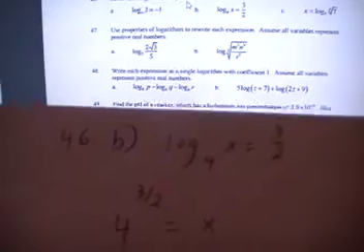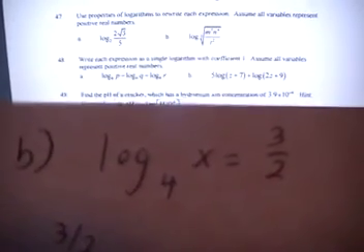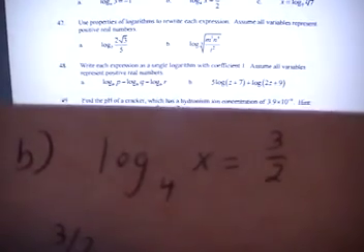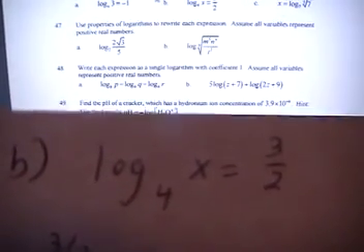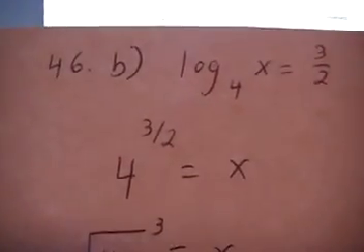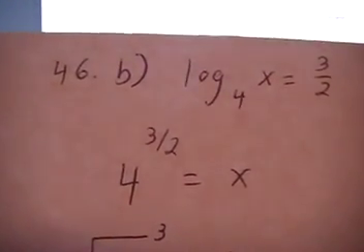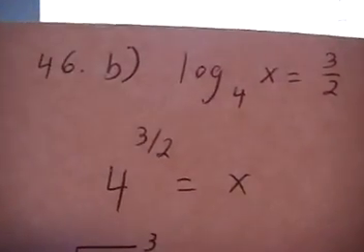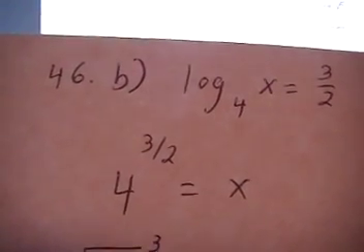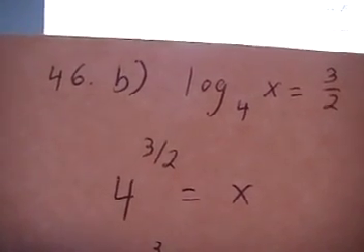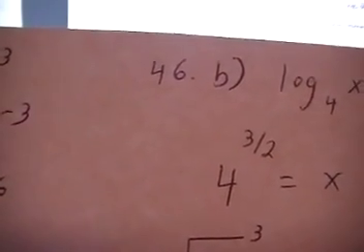So if we transform this log equation to its equivalent exponential version, say to yourself, which of these three things is a base? The 4 is. Which one's an exponent? The 3/2. So we can write that 4 raised to the 3/2 power. And it equals the one part I haven't used yet, the x. And so x is already by itself. All we have to do is evaluate 4 to the 3/2.